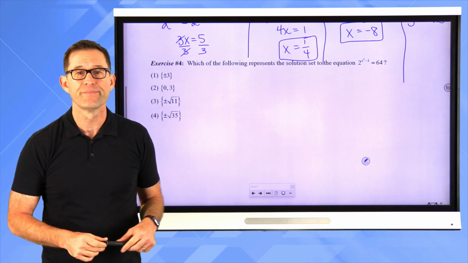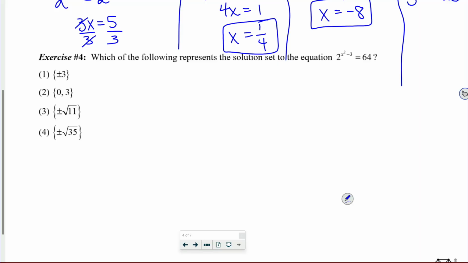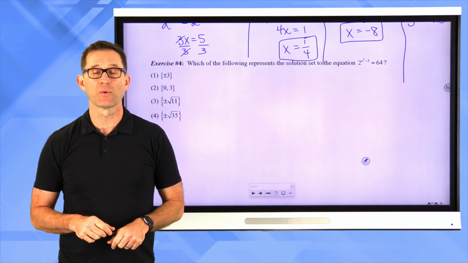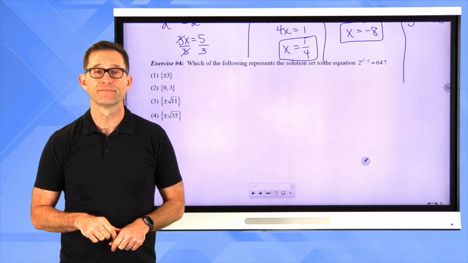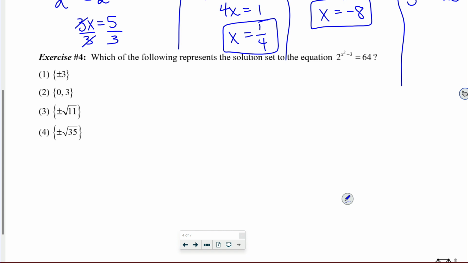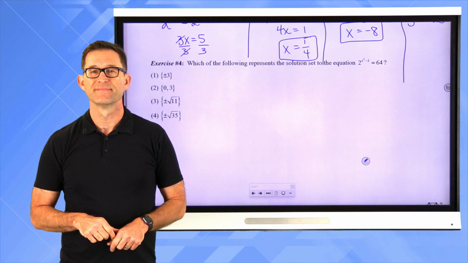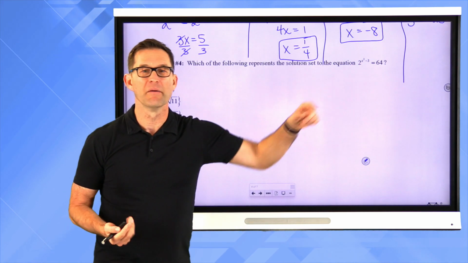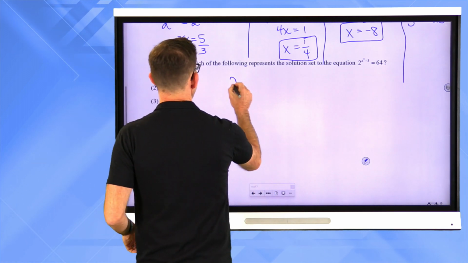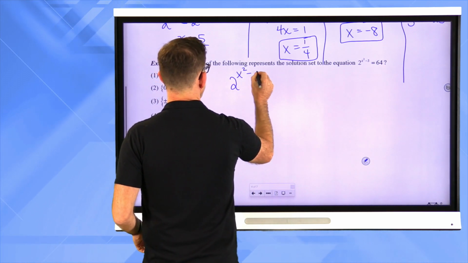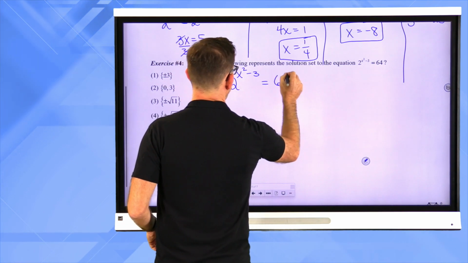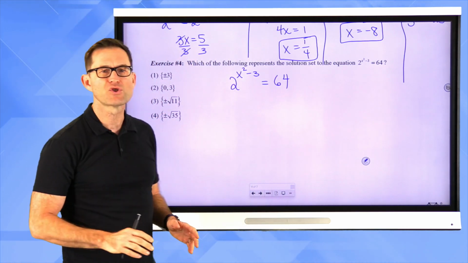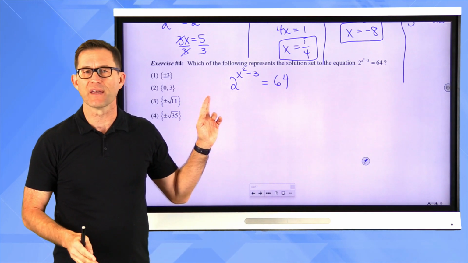Exercise number 4. Which of the following represents the solution set to the equation 2 raised to the x squared minus 3 is equal to 64? All right, well, play around with this one a little bit and see what you can find. All right, let me make this equation a little bit bigger so that you can see it on your screens. That's 2 to the x squared minus 3 is equal to 64. Now, we can't really do much with that 2.